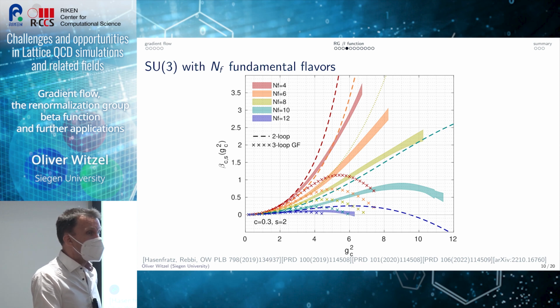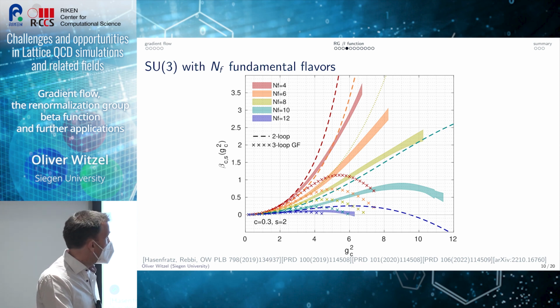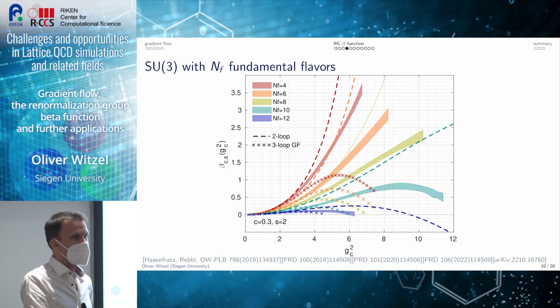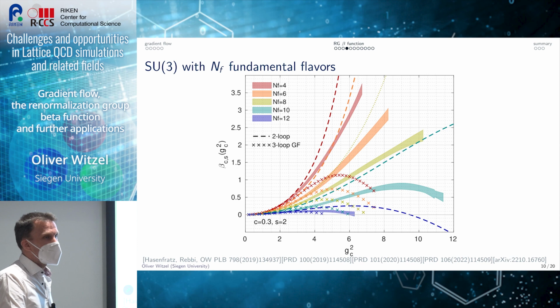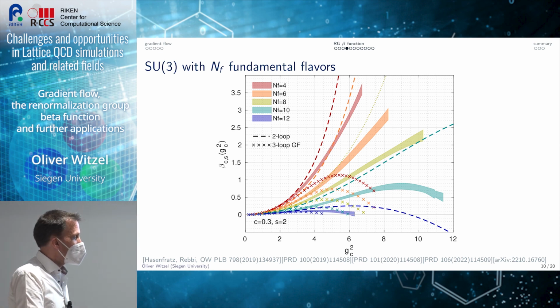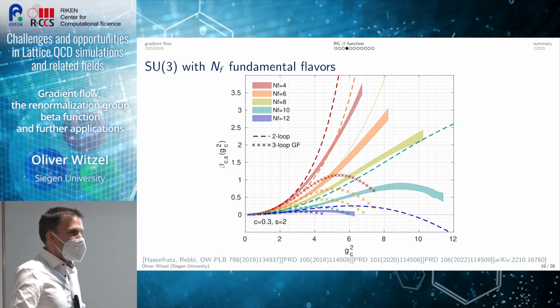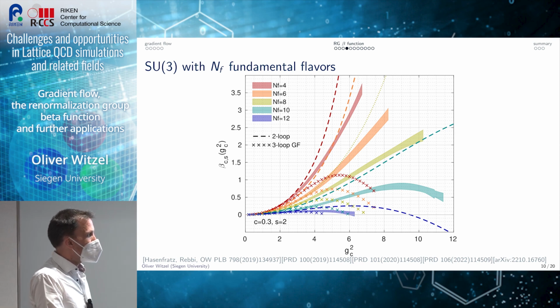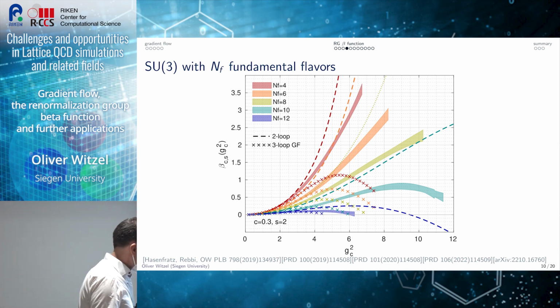And the 5 loop is doing very crazy things. It basically goes straight and then suddenly shoots up for 10 and 12 flavors. So for 5 loop, you would not expect any fixed point for NF up to 12. And no one knows what's really happening there. It's clearly, if you go to strong coupling, things are not converging.